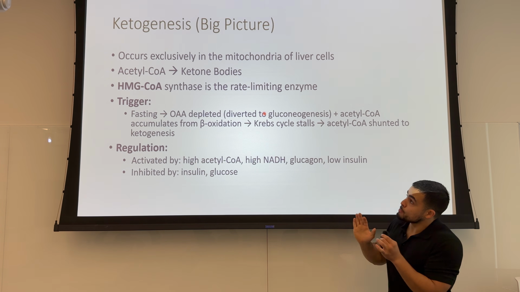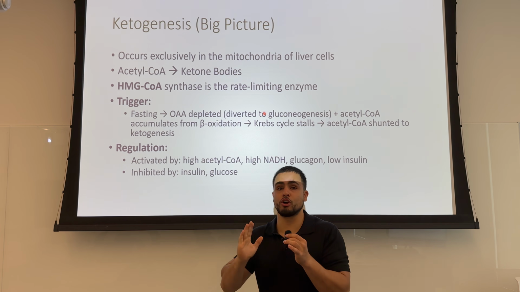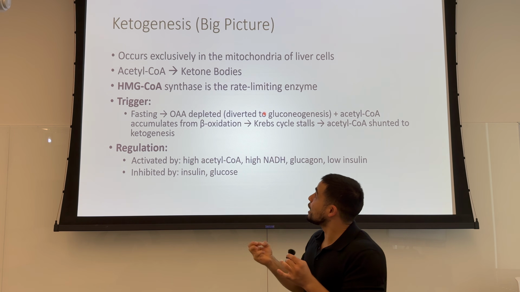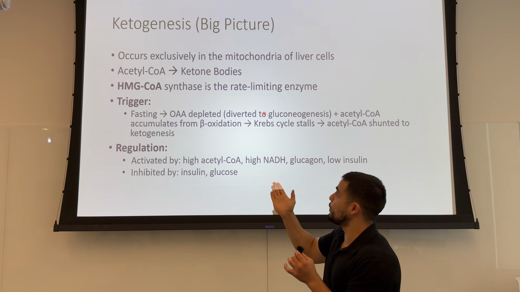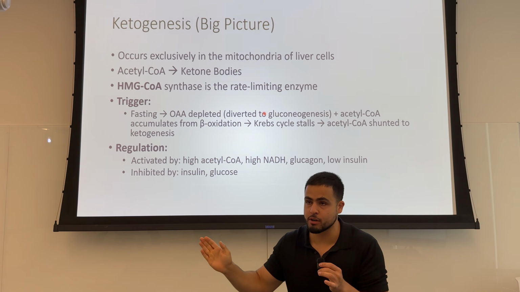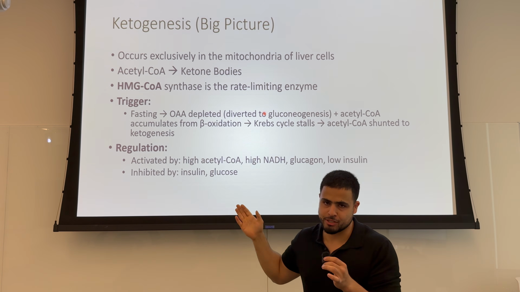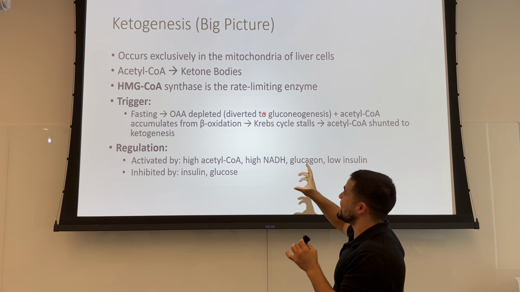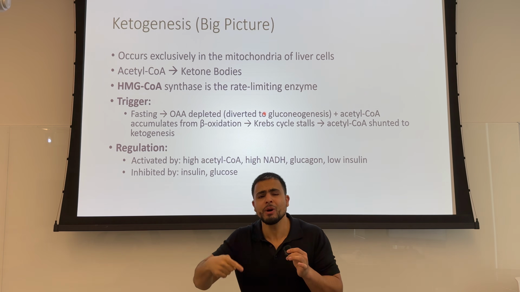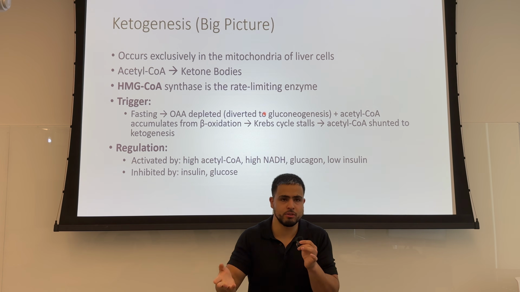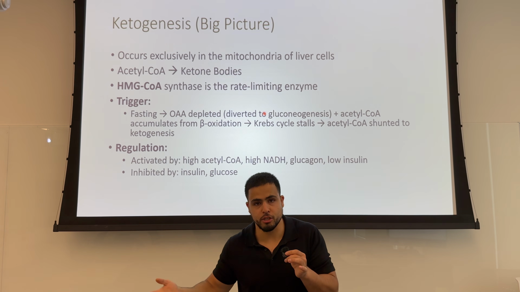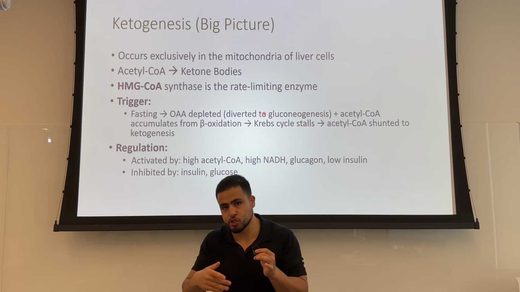All right, so here's a big picture of how ketones are synthesized. Essentially, ketone bodies are synthesized in the mitochondria of liver cells from acetyl-CoA. There's a lot of steps there. The rate-limiting enzyme, which you should memorize, is HMG-CoA synthase. But what triggers the synthesis of ketone bodies? Because if you've just had a meal, you're not necessarily making ketone bodies, because you're actually storing away the fatty acids.